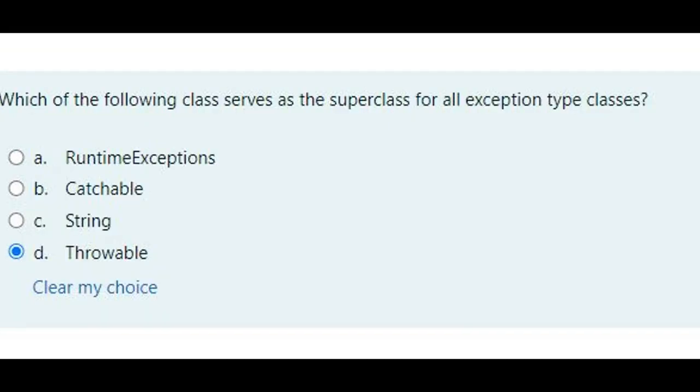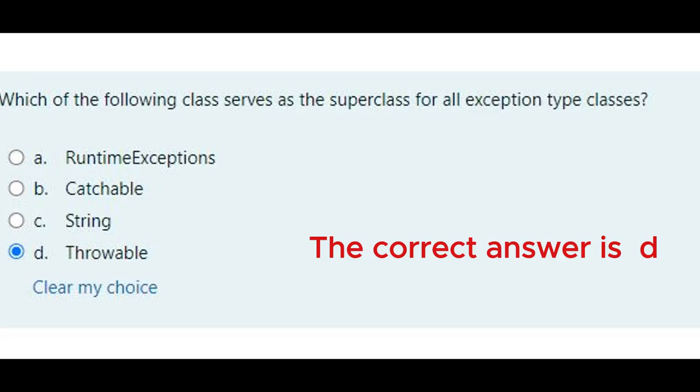Which of the following classes serves as the superclass for all exception-type classes? A. Runtime exceptions. B. Catchable. C. String. D. Throwable. Answer: D. Throwable. Explanation: In Java's exception hierarchy, Throwable is the superclass of all error and exception classes.